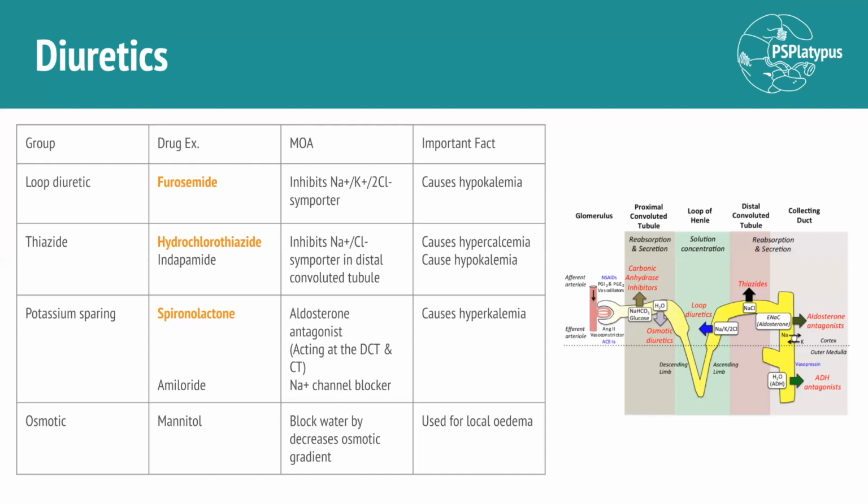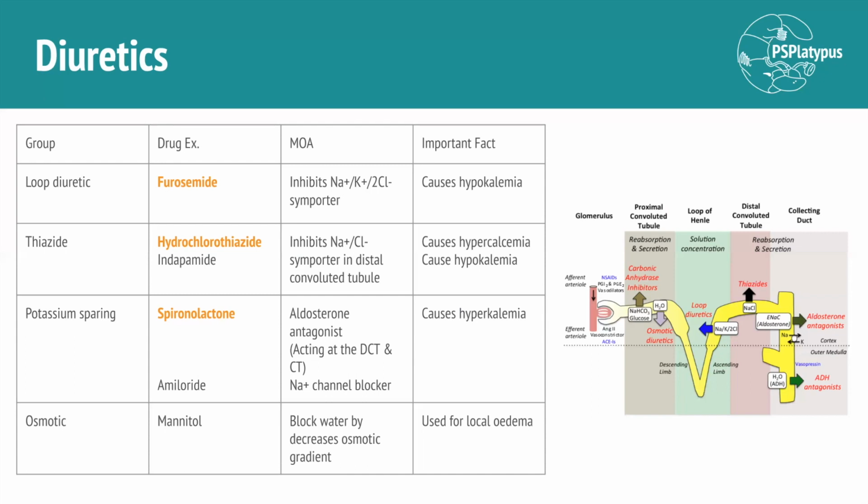Next, we have the ones that act in our collecting duct, known as spironolactone. This is an aldosterone antagonist, and it basically blocks the effect of aldosterone on the epithelial cells in the collecting ducts and the distal convoluted tubule, and it does this by reducing the expression of our sodium channels present on the apical surface of our renal tubule epithelium, and as such there is a decrease in sodium reuptake and therefore decreased osmotic gradient, therefore reduced reabsorption of water.